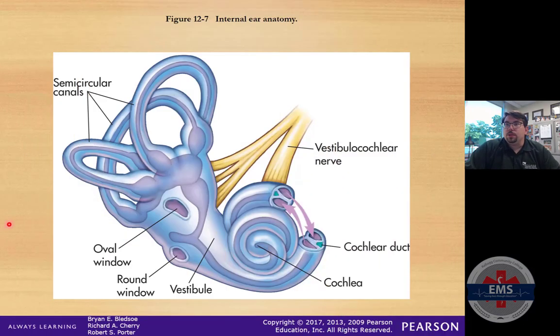Here you have an idea what some of those semicircular canals would look like. Here's an oval window. Here's a round window. There's a vestibule. The cochlea is this guy right here. The cochlear duct, you can see that actually exists right here. And the vestibular nerve, or the nerve endings, are going to get sent off to the brain to be able to interpret what it had heard.